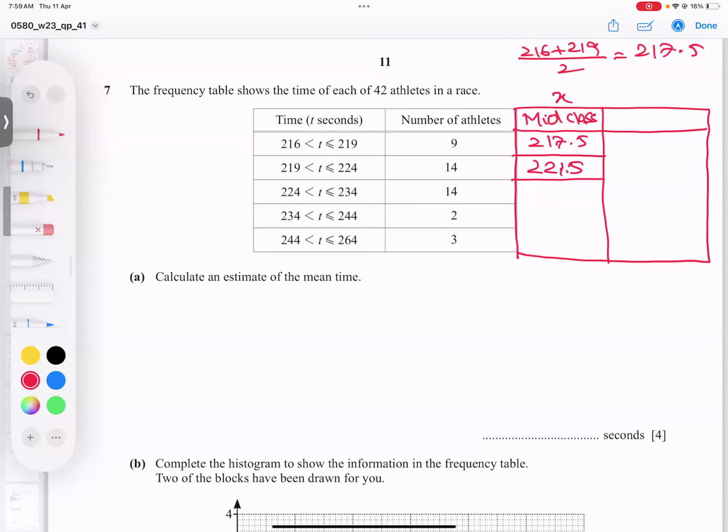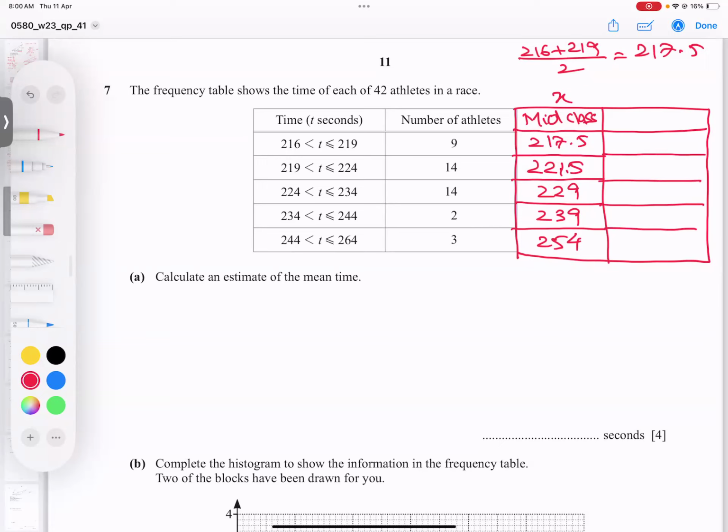Okay, same story. Let's go for the next one. The third one: 224 plus 234 and divide by 2, and I get 229. How to get this? Add them and divide by 2. So I get 234 plus 244, divide by 2, I get 239. And the last one, 244 plus 264, divided by 2, we get 254. So I believe this part is very clear, and let's proceed to the next part.